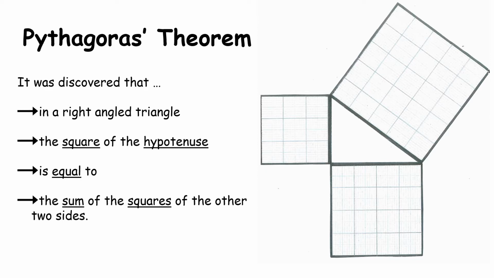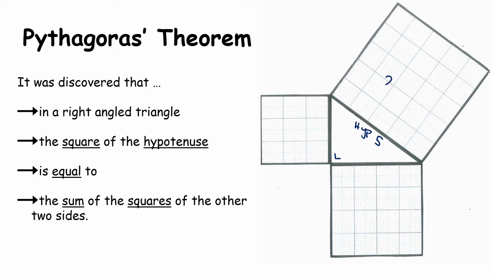So Pythagoras' theorem, what he discovered was that in a right angle triangle, the square of the hypotenuse is equal to the sum of the squares of the other two sides. Let's take a look at this. Here's my hypotenuse, my longest side. Here's my right angle.